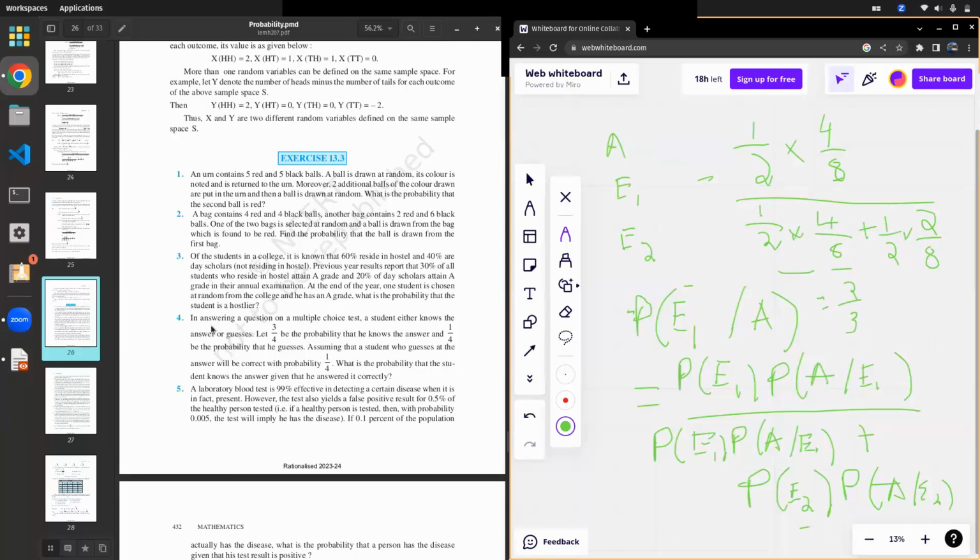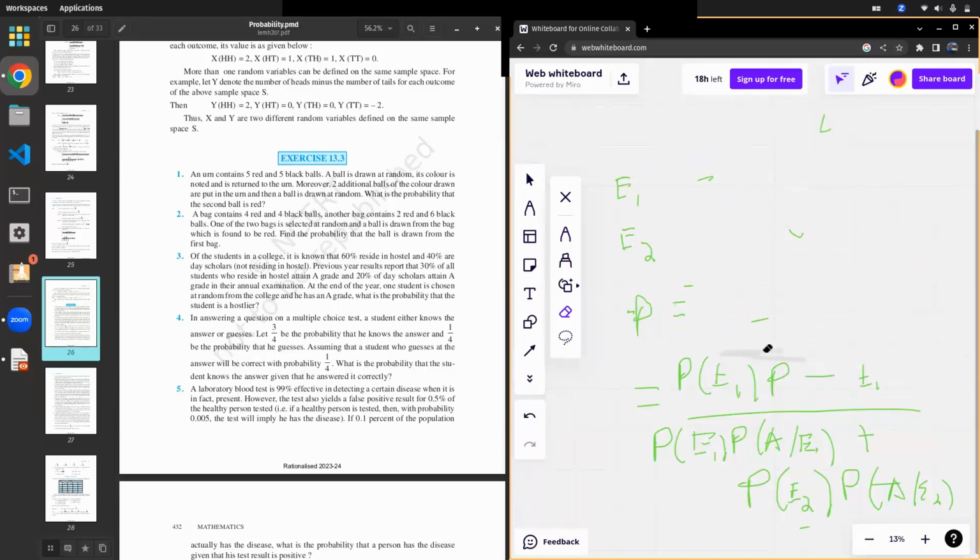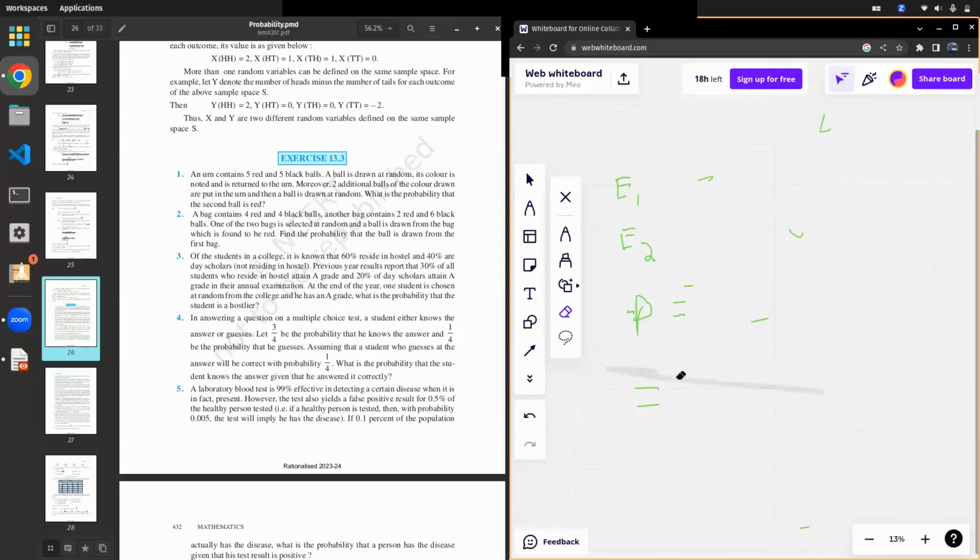So we will go to the next question. Of the students in a college, it is known that 60% reside in hostel and 40% are day scholars. Previous year results reported 30% of all students who reside in hostel attain A grade and 20% of day scholars attain A grade in their annual examination. At the end of the year, one student is chosen at random from the college and he has an A grade. What is the probability that the student is a hosteler?